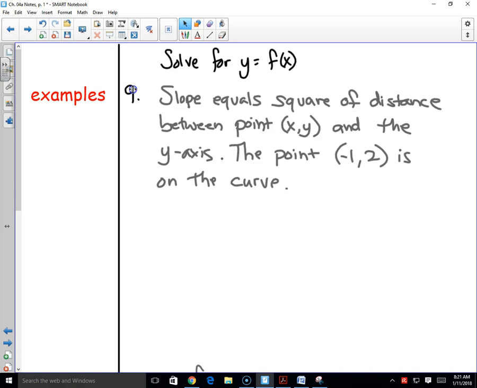Is it x squared? Well, yeah, and then you just square the distance. Well, but you don't need the distance point because it's just a point on the y-axis. Yeah, exactly. The distance between a point and the y-axis is the horizontal, which is just x. So dy dx equals x squared. Very weird way of putting it.